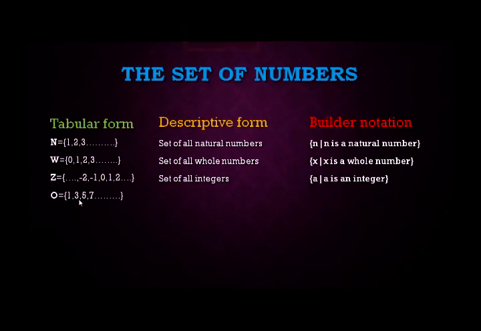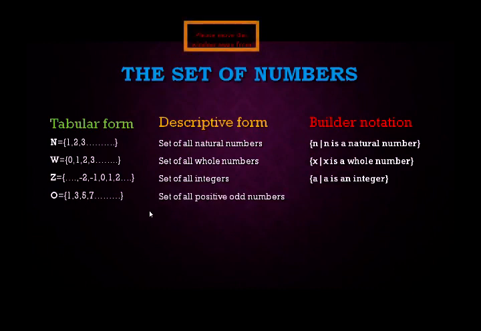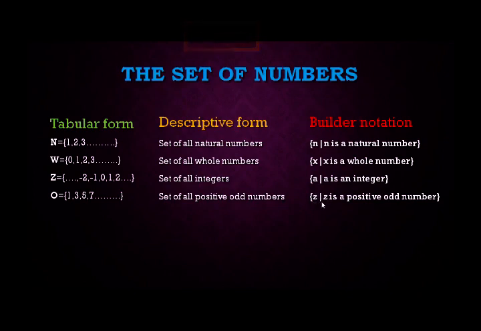Like 1, 3, 5, 7, 9, 11, 13. So these all are odd numbers. So these are also the set of all positive odd numbers. Why? Because these all are positive numbers. So {Z such that Z is a positive odd number}. These are alphabets. You have to write them by your own choice. These are not permanent alphabets. You can choose them by yourself.